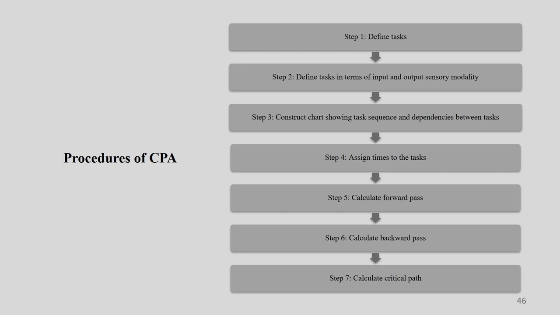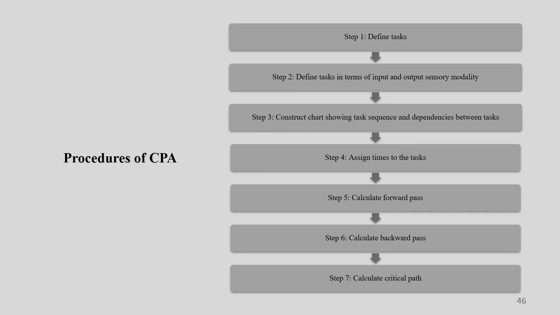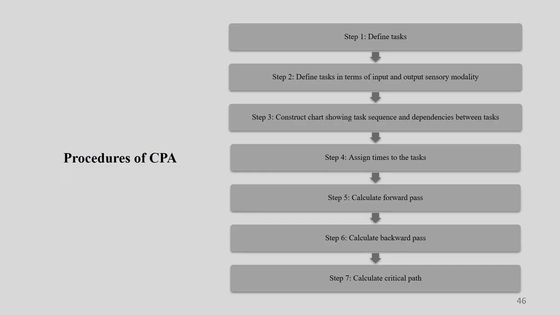So let us again recall the whole process. First we are defining the task. We are defining the specific input and specific output. Then we are constructing the chart in a particular sequence which shows the dependency of different tasks in a whole job. Once we have that chart ready, we have to assign the time taken for each task. Once the time taken for each task is given, then we have to calculate the forward pass and backward pass. Once this whole thing is ready, ultimately we have to calculate the critical path. So this is the whole process of doing the critical path analysis.